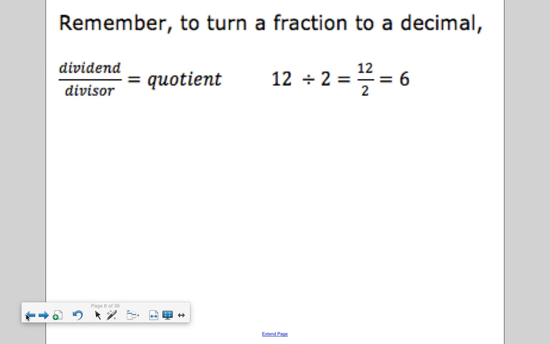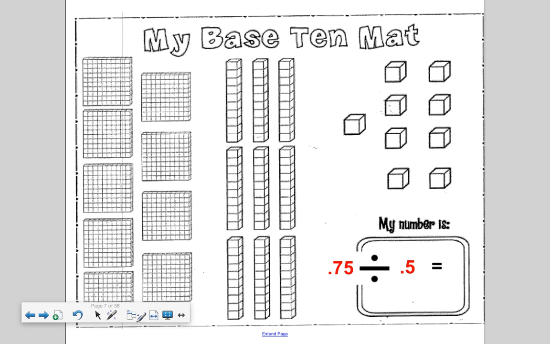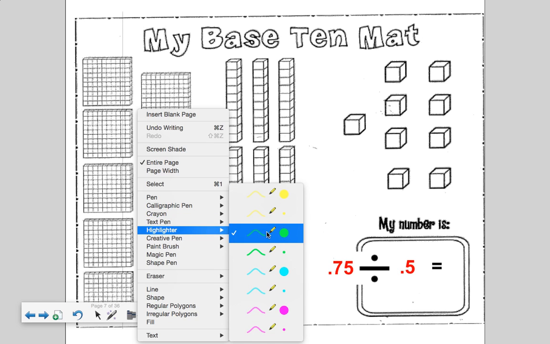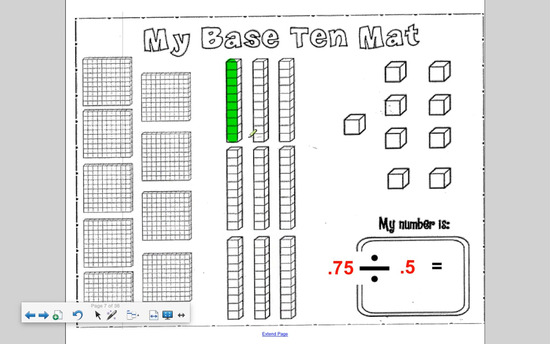Here's our last example using a pictorial model. Shade in 75 hundredths. 10 hundredths, 20 hundredths, 30, 40, 50, 60, 70, and 75 hundredths.